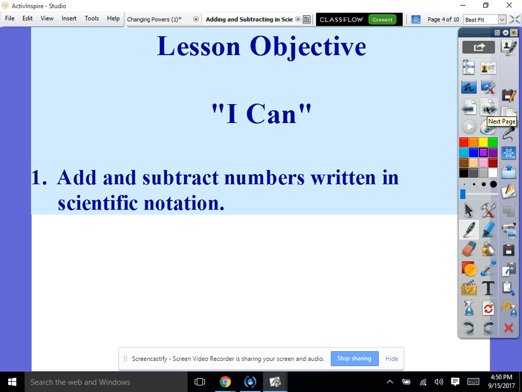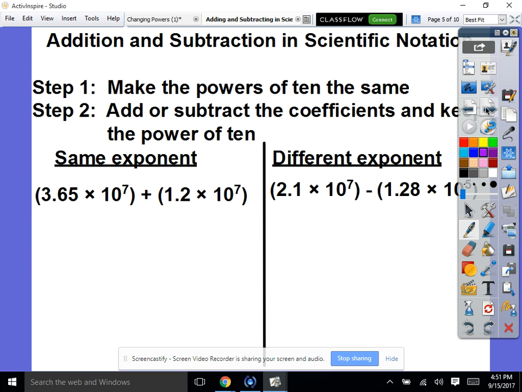Your lesson objective: I can, or I am learning to, add and subtract numbers written in scientific notation. So you need to pause the video and write that down on your notes. All right, addition and subtraction in scientific notation.